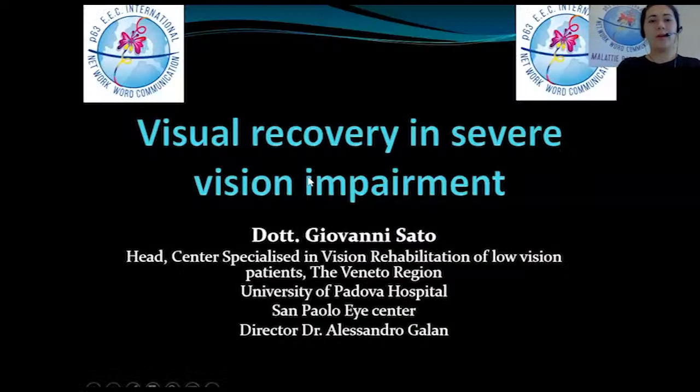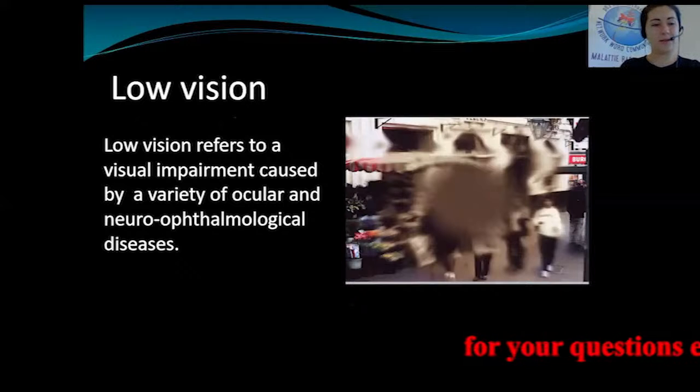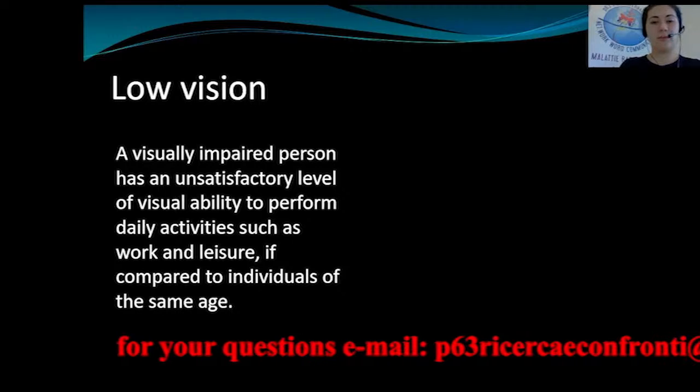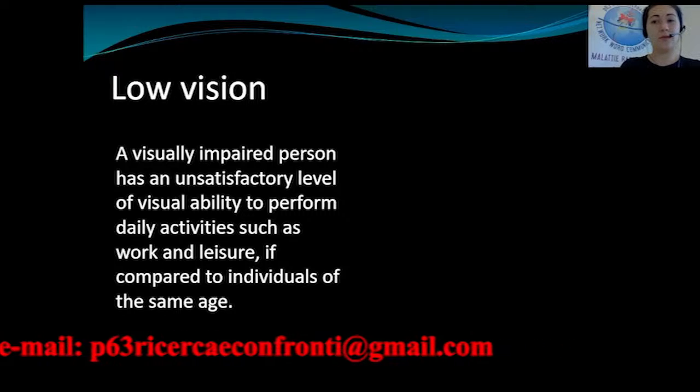There we are. We're going to talk about visual recovery in severe vision impairment. I am Dr. Giovanni Sato, head at the Center Specialized in Vision Rehabilitation of Low Vision Patients at the Veneto region, within the University of Padova Hospital, which is part of the São Paulo Eye Center, directed by Dr. Alessandro Galan. Low vision refers to a visual impairment caused by a variety of ocular and neuro-ophthalmological diseases. A visually impaired person has an unsatisfactory level of visual ability to perform daily activities, such as work and leisure, if compared to individuals of the same age.